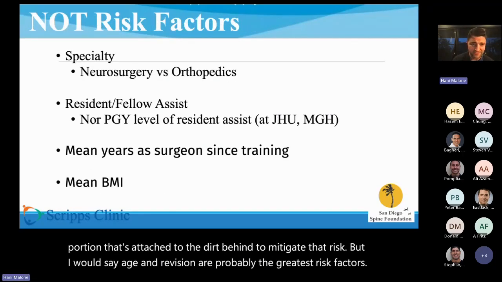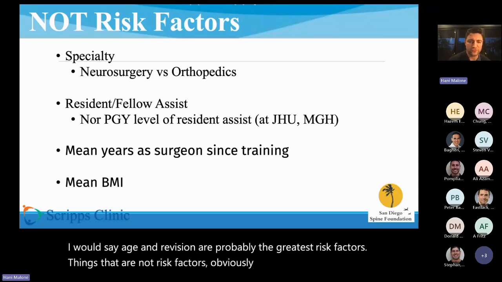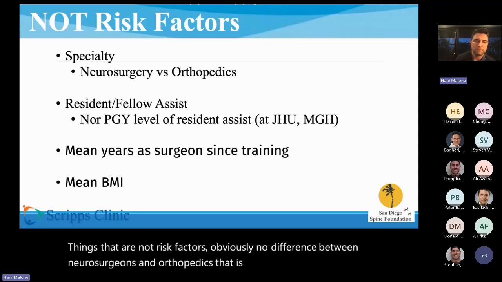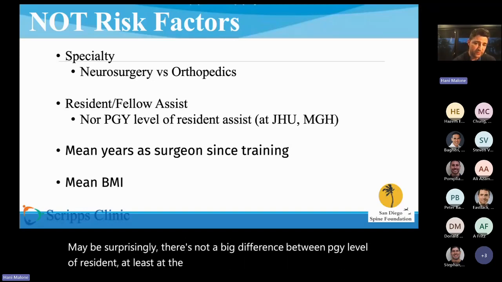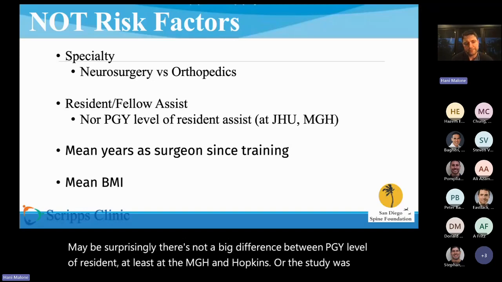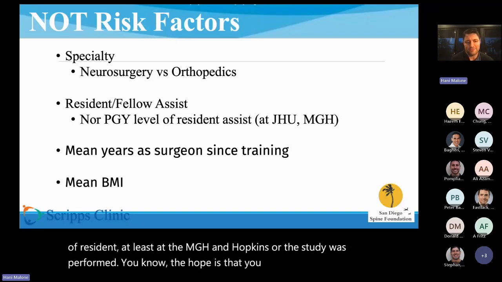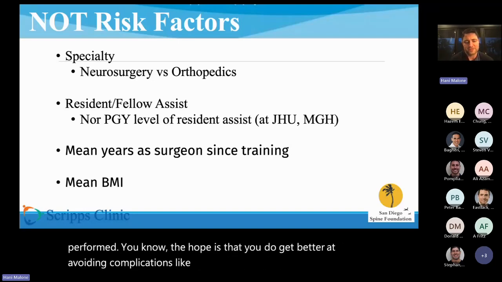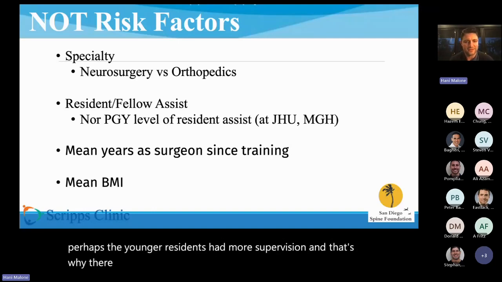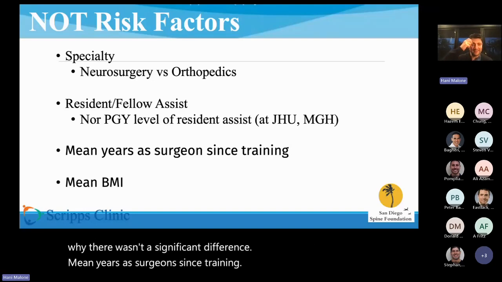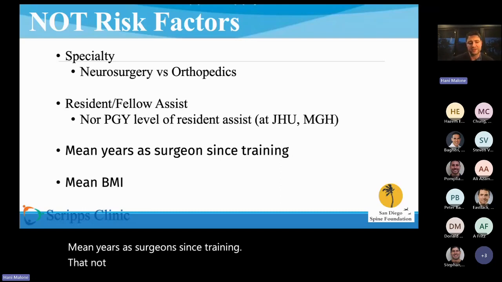Things that are not risk factors: obviously no difference between neurosurgeons and orthopedics. That is not an issue. Maybe surprisingly, there's not a big difference between PGY level of resident, at least at MGH and Hopkins where the study was performed. The hope is that you do get better at avoiding complications like this as your training progresses, but perhaps the younger residents had more supervision, and that's why there wasn't a significant difference. Mean years as surgeons since training did not satisfy statistical significance in the multivariable regression.